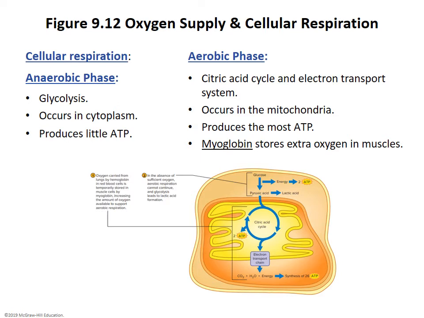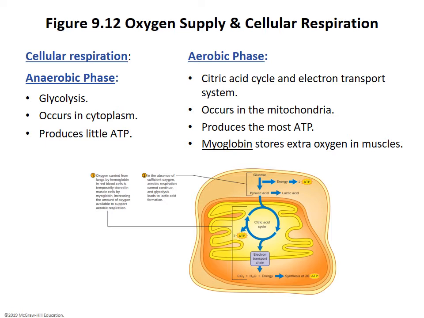Now, cellular respiration is going to happen in 2 phases. There are 3 steps in those 2 phases. The very first phase is called anaerobic, which simply means without oxygen. Once glucose enters into the cell, it is now in the cytoplasm. It will break in half. Glycolysis: lysis means to break down, gluco means glucose. It literally means to break in half.